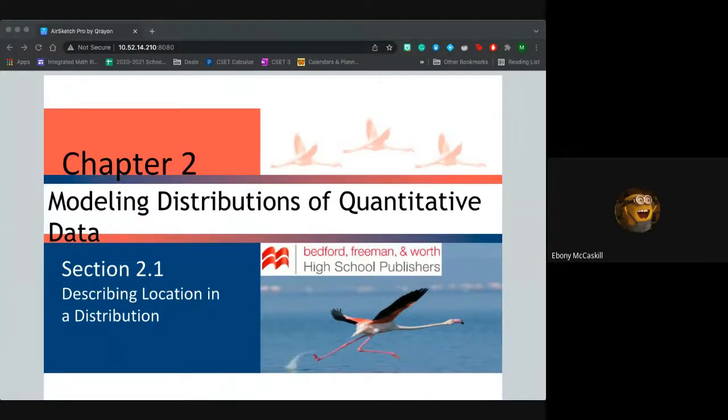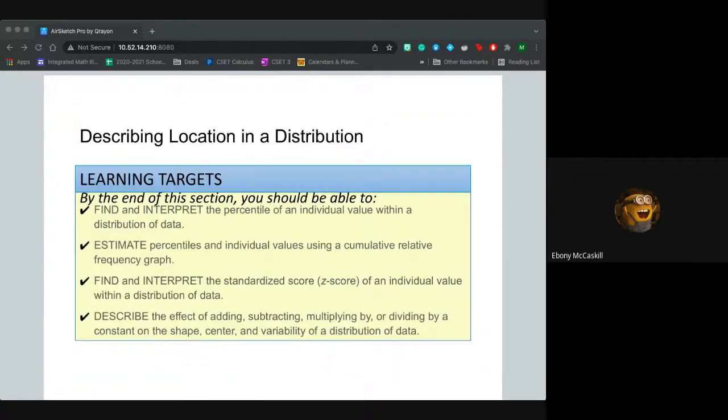Alrighty. So today we're going to get started by working on percentiles. And this is the beginning of chapter 2. We're only going to do a part of chapter 2, being that we're a regular stats class, but we will be describing location of a distribution. So today we are only going to work on this portion here.